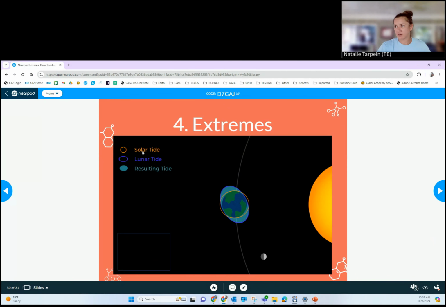Another thing to pay attention to in this picture is the orange is your solar tide. So the sun is playing a small role. The blue is your lunar tide, moon. And then the result of those two together, along with the rotation of Earth, is the resulting tide, so this green color. So see how it's much bigger during the spring tide, much smaller during the neap tide.